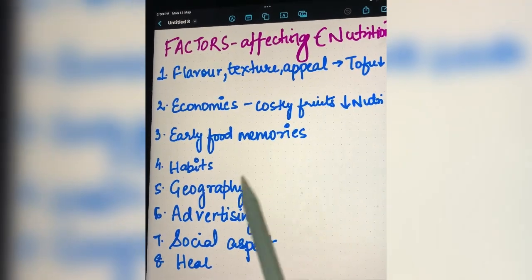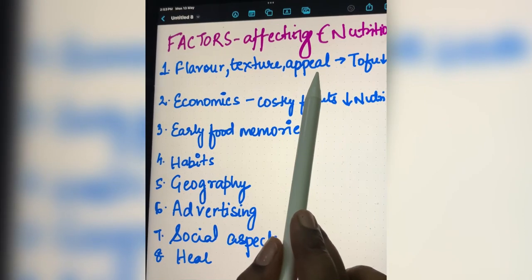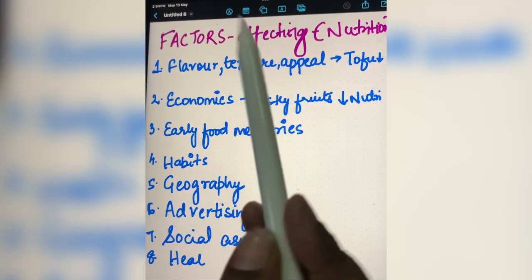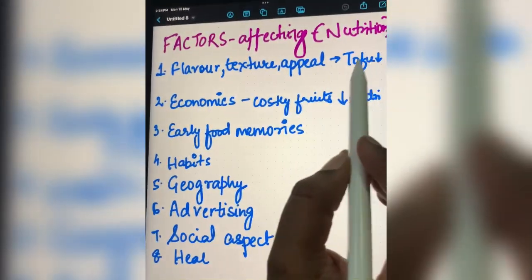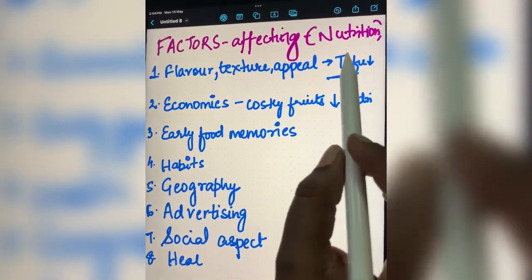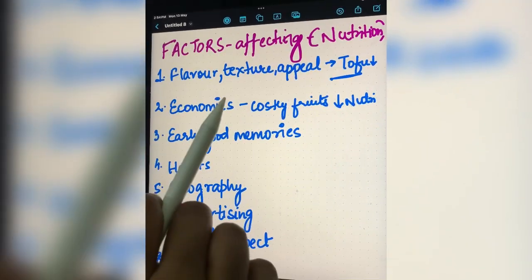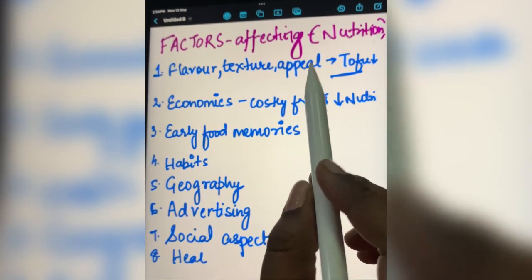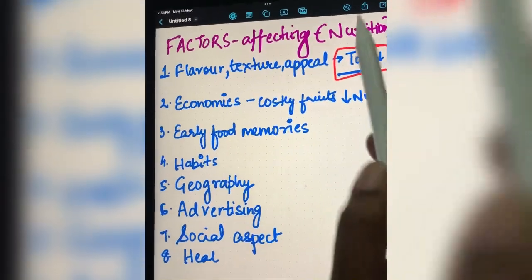Then comes your factors affecting nutrition. So these are the factors which affect your nutrition, like flavor, texture or appeal. For example, sometimes the food which we are eating doesn't look very appealing to us, or the flavor is not that good, but maybe it is very good for nutrient value. For example, tofu. Tofu doesn't look very attractive or beautiful, and it doesn't give a feeling of satiety, but it has a great nutrient value.